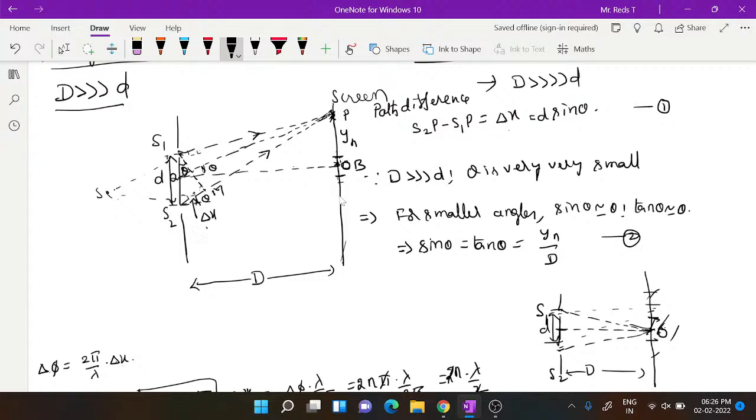So here delta x, the extra path length or path difference, is equal to S2P minus S1P, which is equal to D sin theta. Now this gives us the extra path difference traveled by the wave in this path.